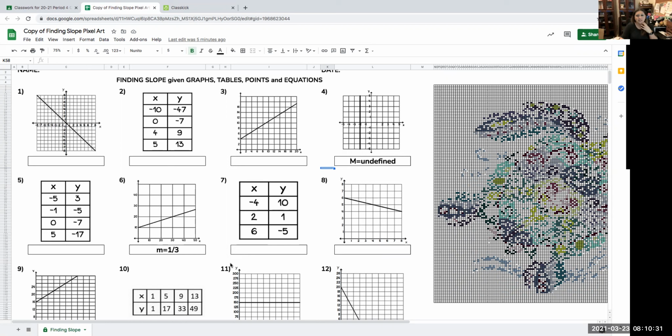So make sure you put the M equals or else, yes, it will be red. You never, on any pixel art, I mean, on anything, it should never be red. It should always change to a different color for any of our activities.